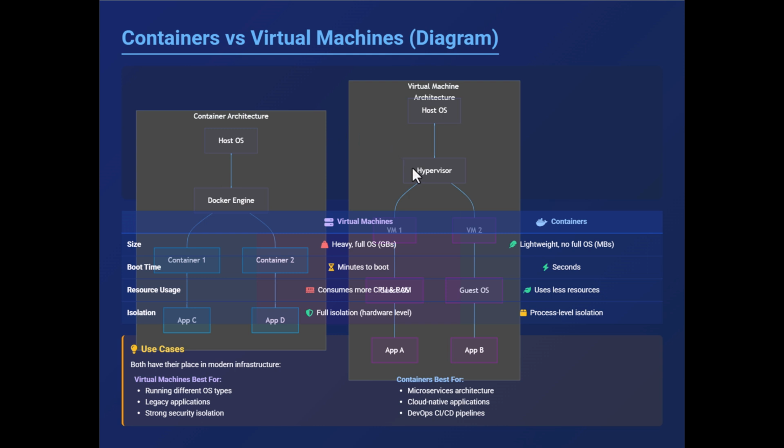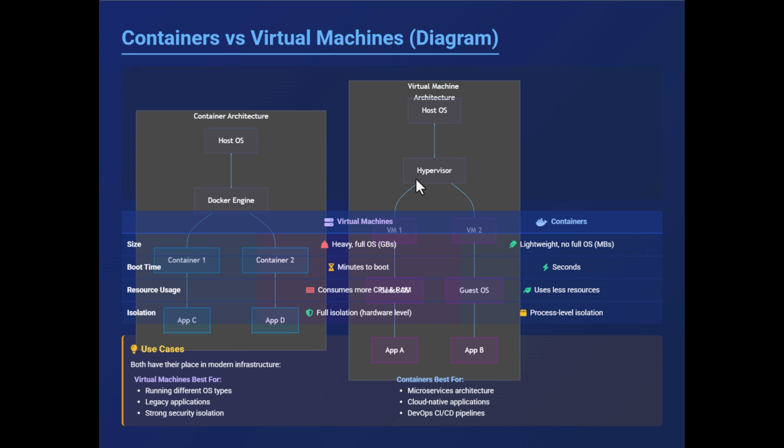On the right side, we have the virtual machine. Each machine has a full-blown OS and runs on a hypervisor. They are heavy, often GB in size, take minutes to boot, and consume more CPU and RAM, but offer full hardware-level isolation, making them ideal for strong security and legacy app support.